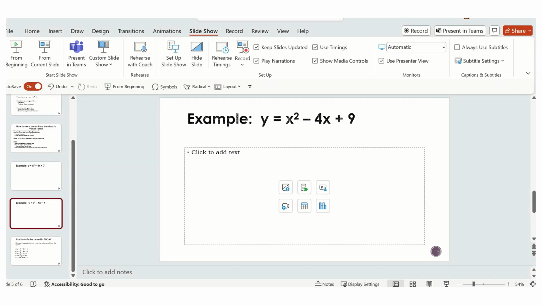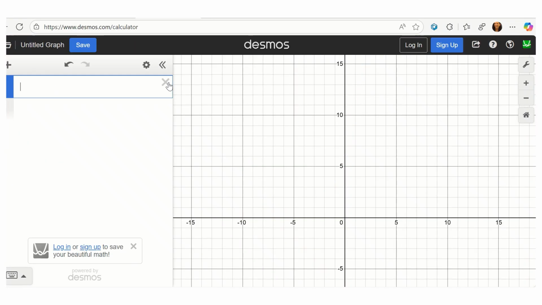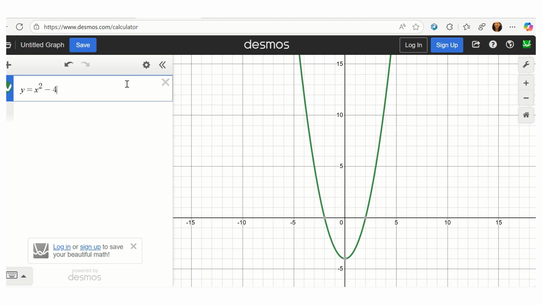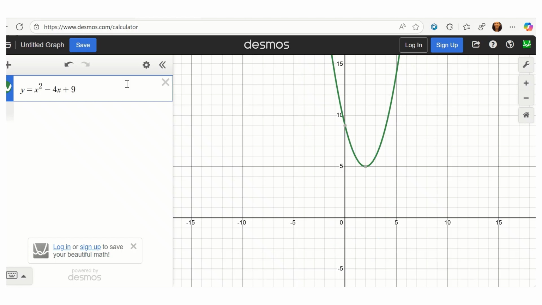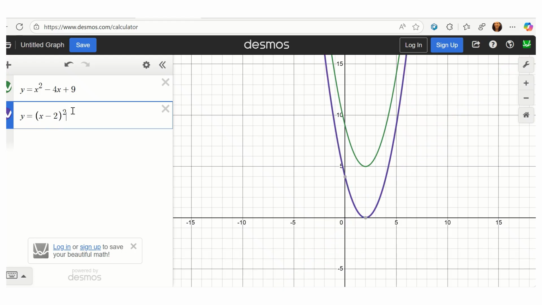Okay. All right, so we'll just hop back over to Desmos for a second. So the original was x squared minus 4x plus 9, and then our other form, we have x minus 2 all squared plus 5. And once again, we see that they are actually the same parabola. And we know that 2 different ways.